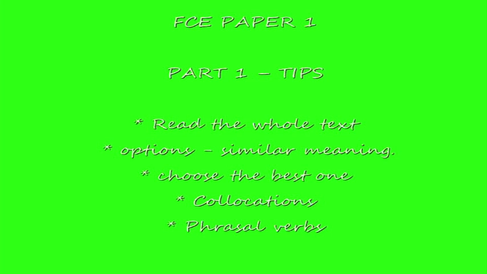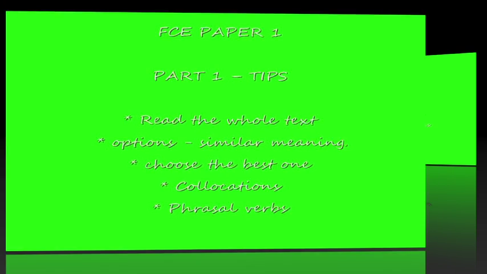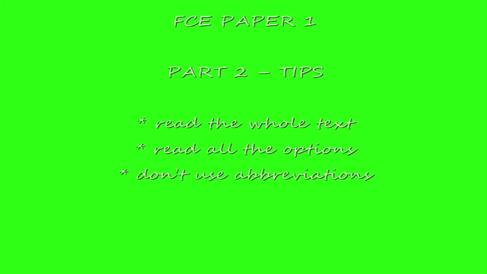Now let's see some tips about paper 1. In part 1, remember that you should read the whole text before choosing between options A, B, C, or D. The options may have a similar meaning, so it's your job to choose the best one for each gap. In part 1, you may have to use collocations such as to pay attention to, or phrasal verbs such as keep on and get on well with. About part 2, remember to read the whole text before completing the text. Don't choose your answer before you have read all the options. And with the exception of can't, don't use abbreviations such as don't, won't, as they count as 2 words.